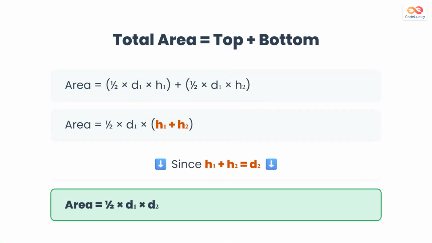To get the full area of the kite, we add the areas of these two triangles. When we combine the terms, we see that height 1 plus height 2 equals the full length of the second diagonal. This gives us our final formula, 1/2 D1 times D2.